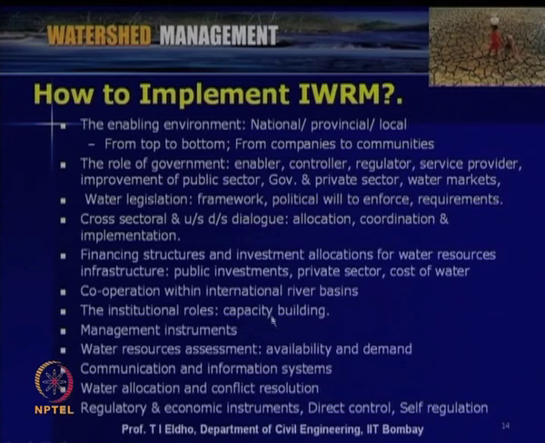Then, as far as institutional roles are concerned, capacity building should be done between the various sectors. Then we have to develop the various instruments, so-called management instruments, in such a way that we can achieve integrated water resource management. Then water resource assessment: we have to assess the available water resource so that we can deal with the availability and the demand. Then communication and information systems, so that all the stakeholders know what is going on within the system. Then water allocation and conflict resolution, as we discussed. There will be conflicts between the people and between various sectors, so we have to see an appropriate plan for allocation and conflict resolution.